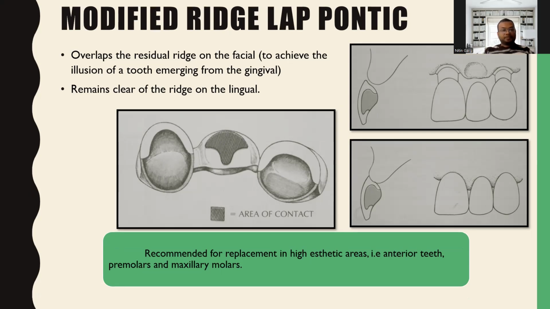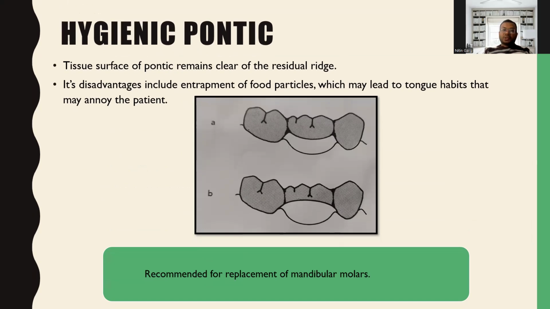That is anterior teeth, premolars, or the maxillary molars. Coming on to the hygienic Pontic, it is a non-mucosal contact type where the tissue surface of the Pontic remains clear of the residual ridge. Its disadvantages include the entrapment of food particles, which may lead to tongue habits that may annoy the patient. The constant nagging discomfort to let that food escape can cause some tongue habits in the patient. It is usually advised for the replacement of mandibular molars, never to be given in the aesthetic area.